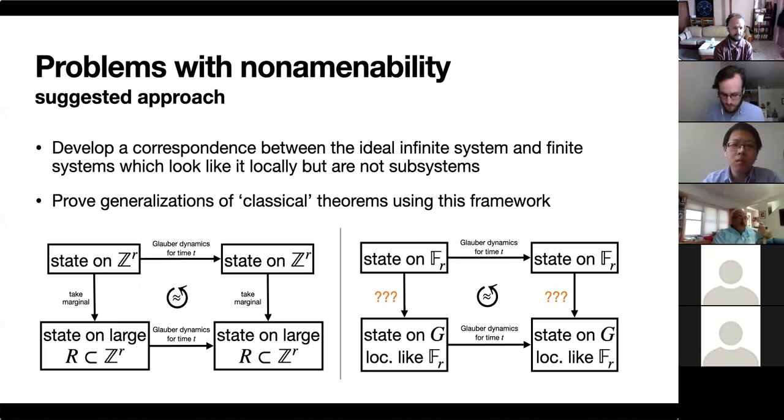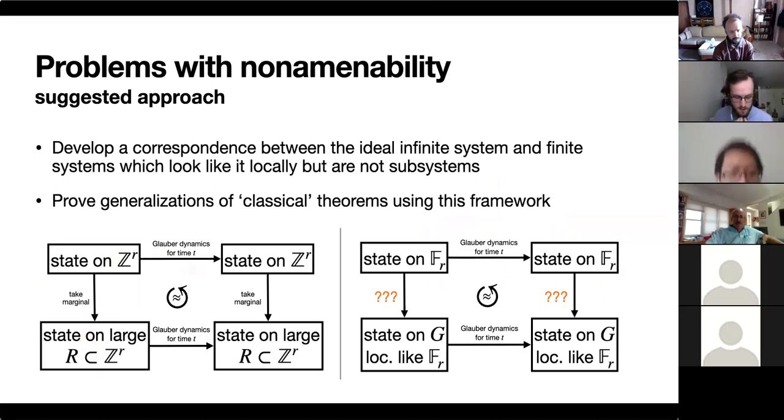So let me get my laser pointer. Okay, so this is a picture of what I've been talking about a few times. We have this framework where we have a state on the infinite lattice, and then we can pass to a state on a large finite subset. We can pass to our finite subsystem by just taking a marginal, right?